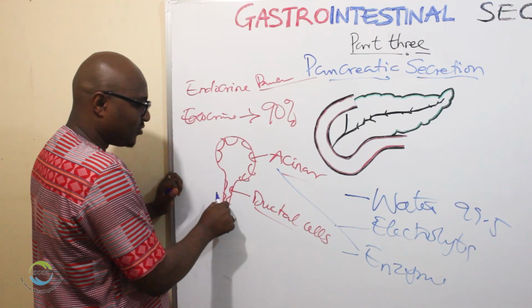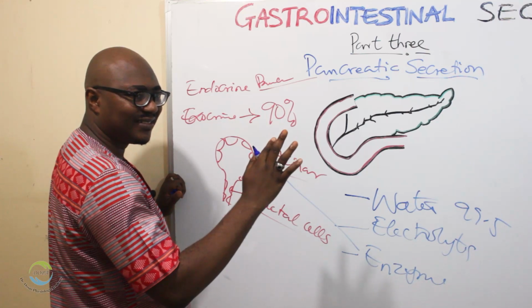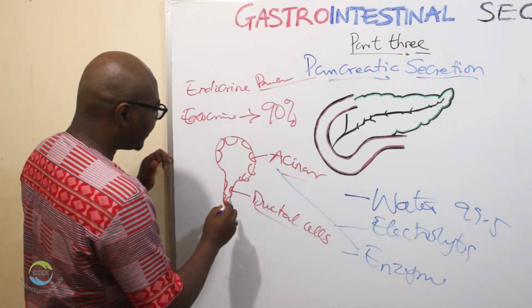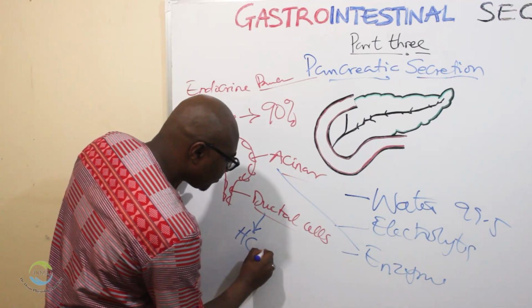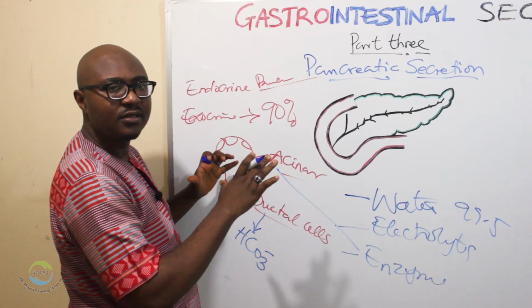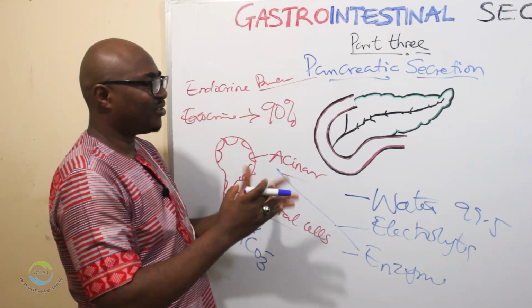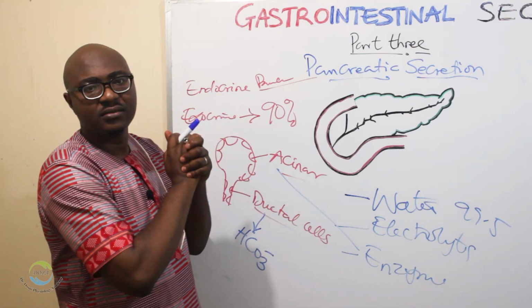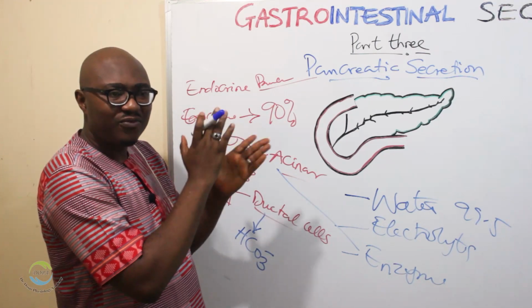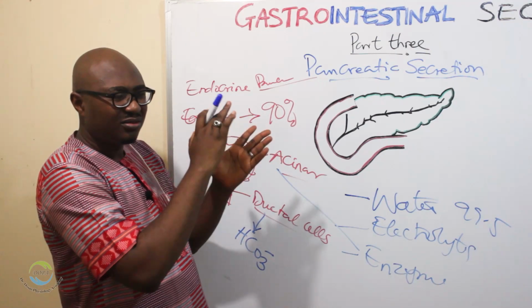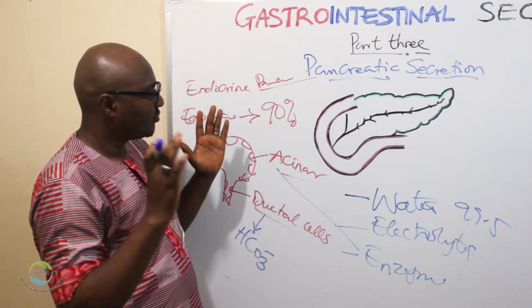Then these ductal cells are the ones that secrete mainly bicarbonate plus water and electrolytes. So mainly what you're concerned with here is bicarbonate. A lot of it. Why? Because from the stomach, the gastric secretion is highly acidic. The pH of gastric secretion is about 1.5 to 2, all right? 1.5 to 2 to 3, around that.